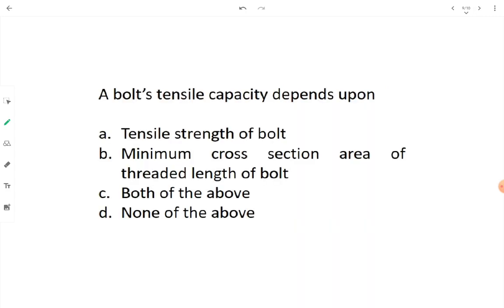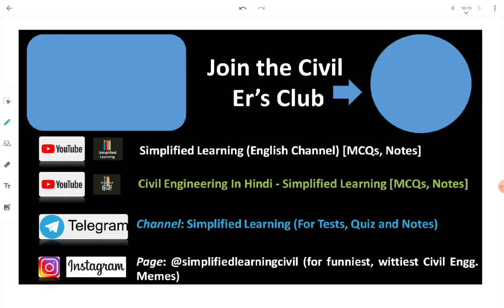Then, a bolt's tensile capacity depends upon the tensile strength of the bolt, very obvious. Then the minimum cross-section area of the threaded length of the bolt. Yes, it is also dependent on the minimum cross-section area of the threaded length of the bolt. That's why the option will be C, both of the above. So with this we have covered some failure modes of connection.